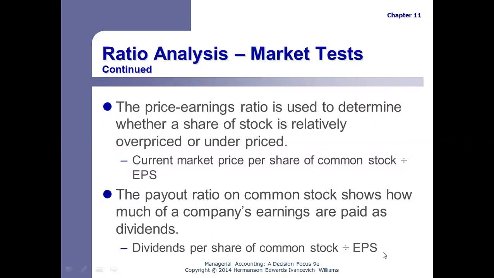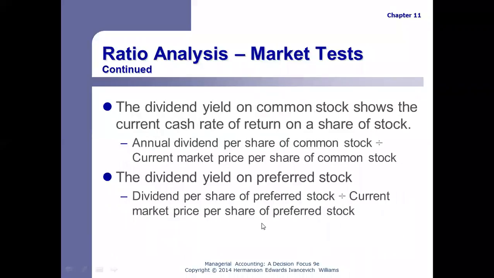Companies that aren't growing but that are stable may pay out more in dividends, and their ratio may be higher. Because they're not growing, they don't have to put the earnings back into the company, so they pay it out to the shareholders. So again, this payout ratio needs to be compared to something to determine if it's good or bad.